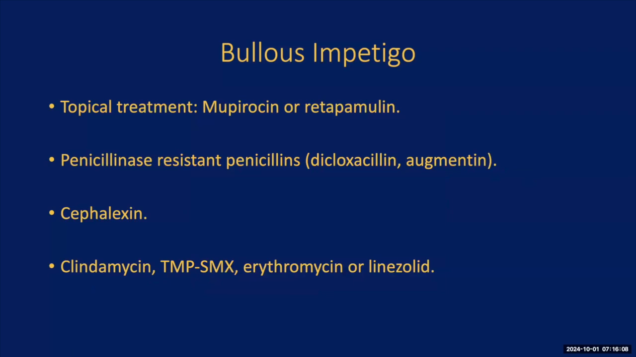So again, topical treatment one can start with, especially if it's localized. If not, then penicillinase-resistant penicillin such as dicloxacillin and amoxicillin-clavulanic acid may be used. First generation cephalosporins such as cephalexin can also be employed. And in those that are allergic to beta-lactams, clindamycin, trimethoprim-sulfa, linezolid, and rarely now erythromycin may be used as well.